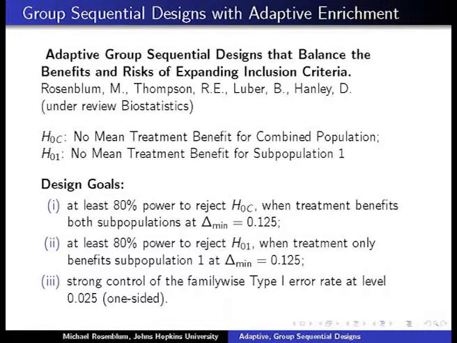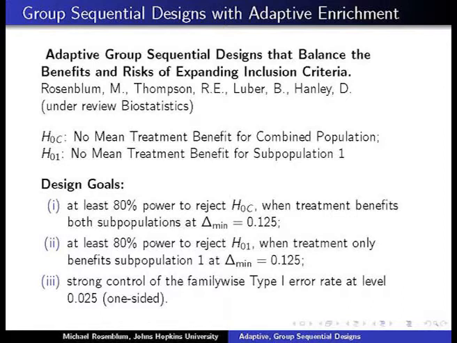You can add goals and apply a similar type of method, but it'll get more complex. This is maybe one of the simplest cases. At the same time, the third goal is strong control of the family-wise type 1 error rate. Here I'm focusing on one-sided tests, so I'm using 0.025 as a cutoff, but you could also make it two-sided at 0.05. Those are the three goals.